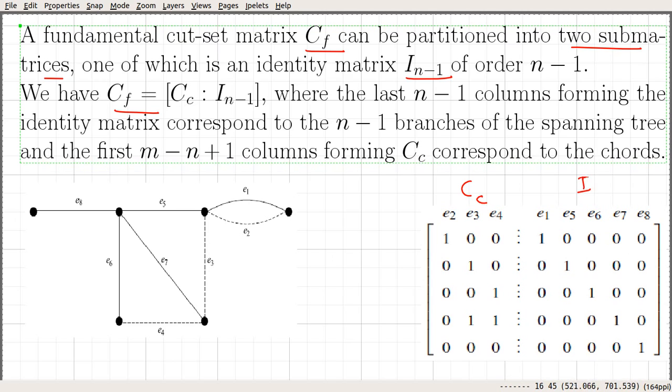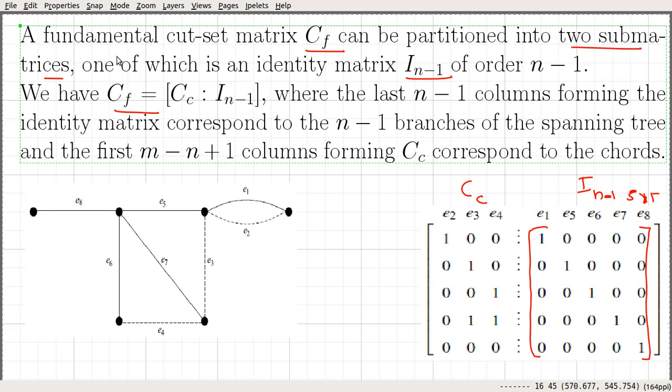So here we have this identity matrix of order n minus 1, which corresponds to the branch edges. If you look at the spanning tree, which is shown in these dark edges, it contains 1, 2, 3, 4, 5 edges. So in this case, it is going to be a 5 by 5 matrix here. So here we have this identity matrix, which corresponds to the branch edges of this spanning tree, and this C sub c corresponds to the chord edges, E2, E3 and E4.